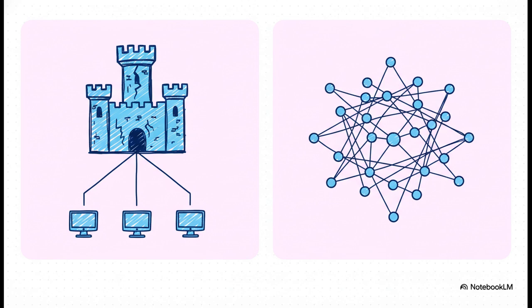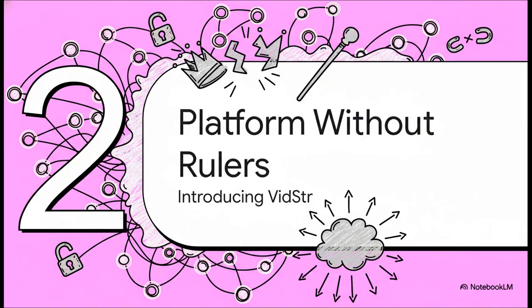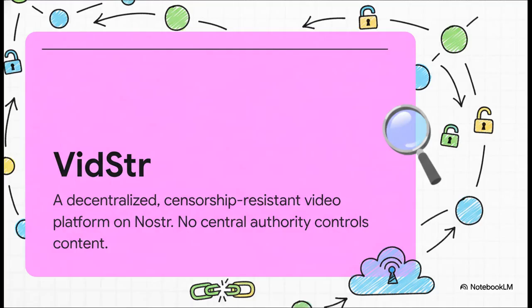But then, look at the right. That's the decentralized model VidStr is built on. It's a whole web of independent, connected nodes. There's no single boss calling the shots. And that brings us right back to VidStr. The whole idea is to be a platform without rulers, built from the ground up on that decentralized concept we just saw. Okay, so what is VidStr exactly?